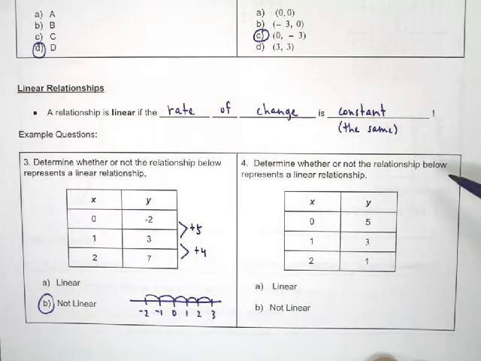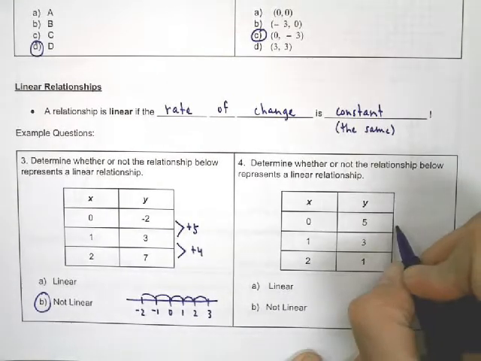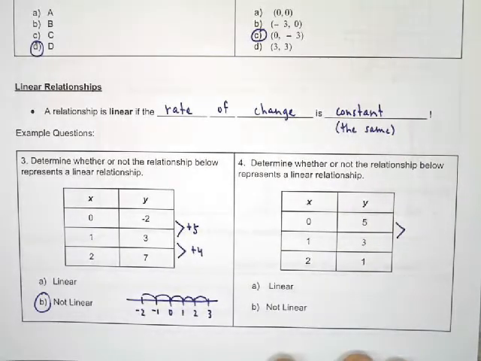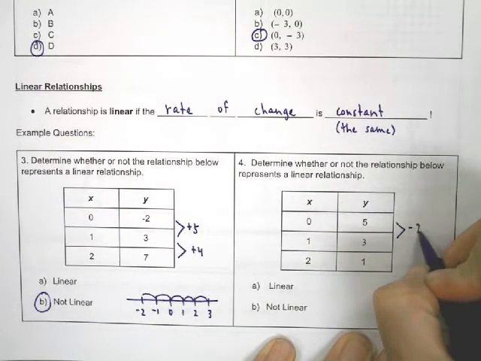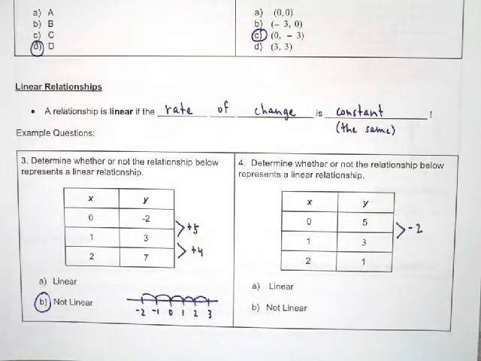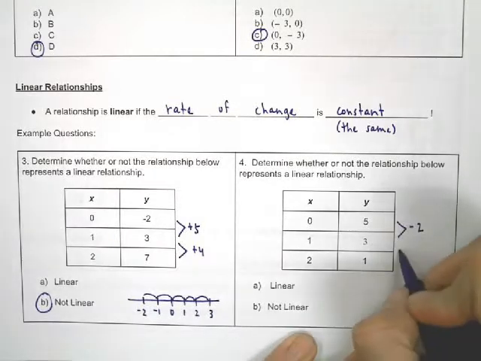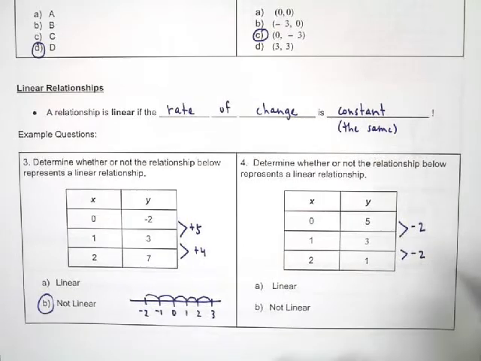For number 4, same question, determine whether or not the relationship represents a linear relationship. I'm still looking at the change in my y values because I notice x is just changing by 1 every time. Now, since I go from 5 to 3, this actually is a negative rate of change, which is okay. Linear relationships can have a negative rate of change. So to get from 5 to 3, I subtract 2. From 3 to 1, I also subtract 2. Since those two numbers are the same, here we have a linear relationship.